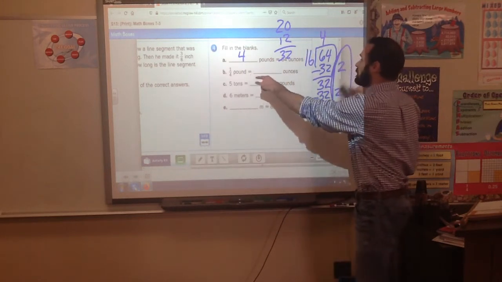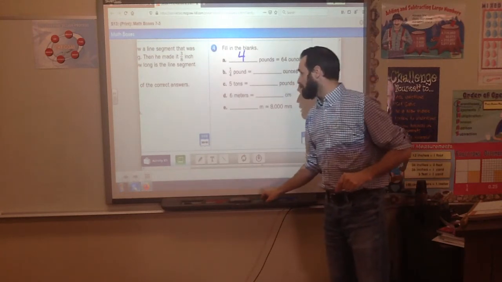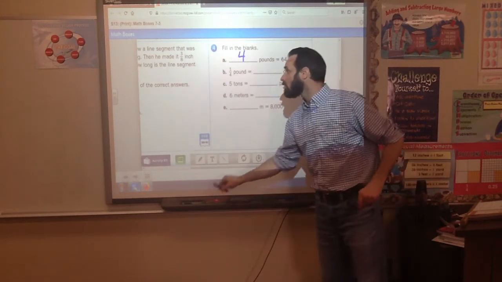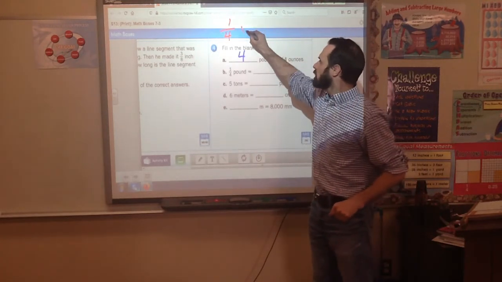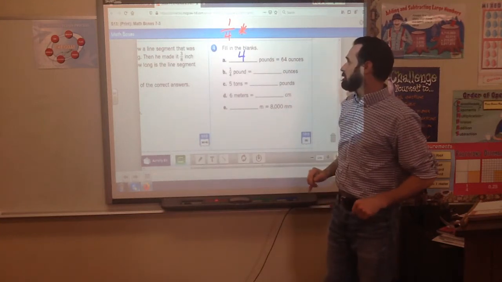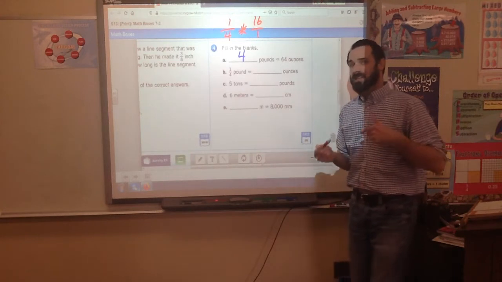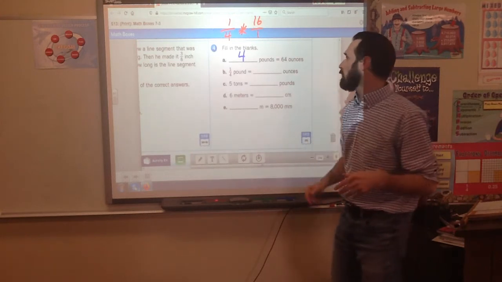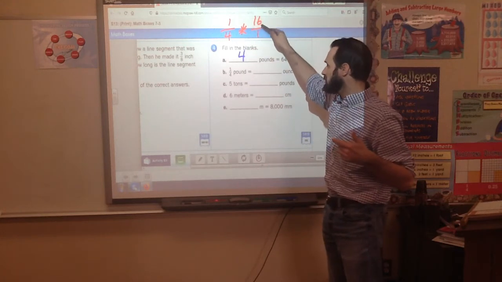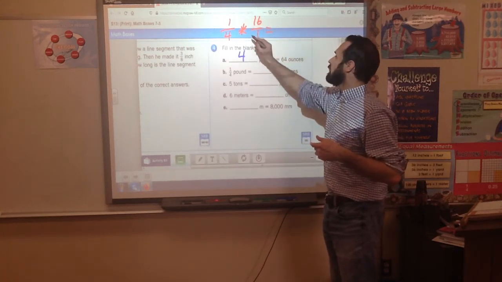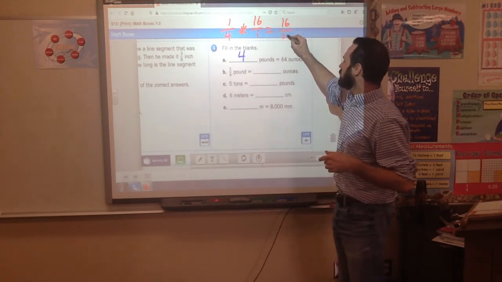Now this one, though, is exactly what we were working on today. You have 1/4 of a pound times 16. Well, we're going to put that 16 over 1. Because anytime that we multiply a fraction by a whole number, we know that we need to put the whole number into a fractional form, which would be 16 over 1. 1 times 16 is 16. 4 times 1 is 4.